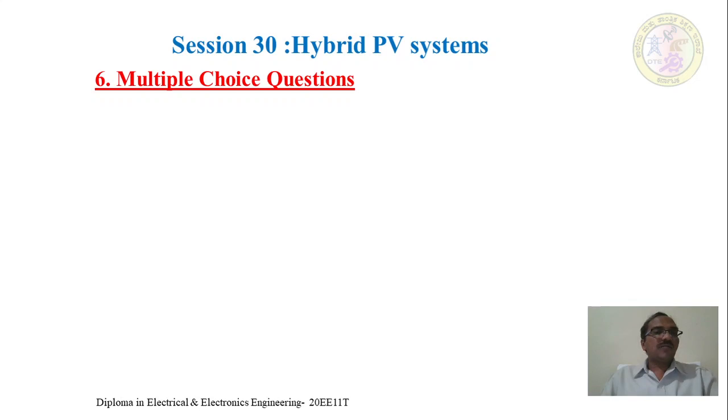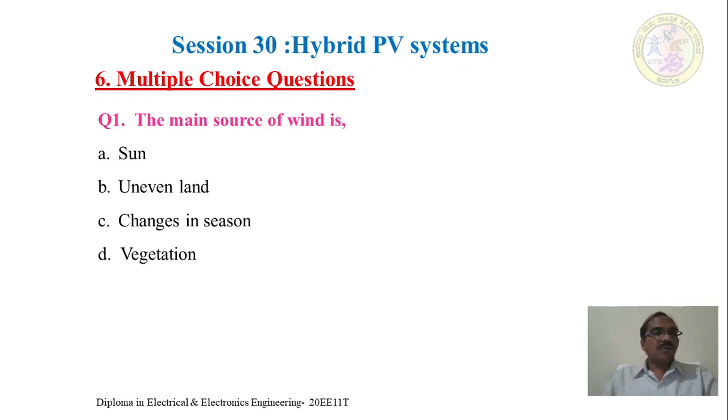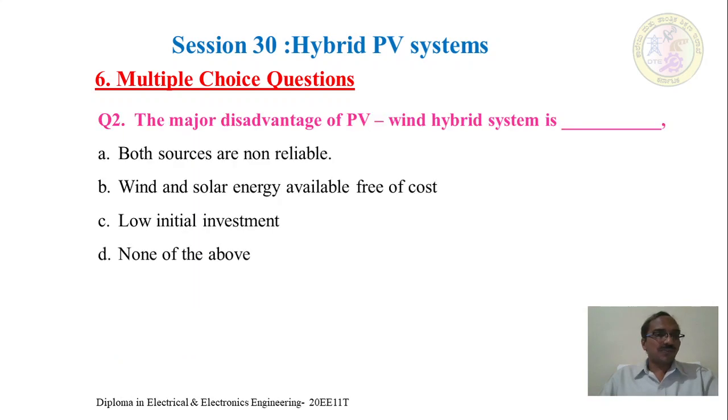At the end of the class, we'll have some multiple choice questions. The first question says, the main source of wind is? Universe, uneven land? No. Changes in the season? No. Vegetation? No. The main source of all the sources, the sun, is the major source.